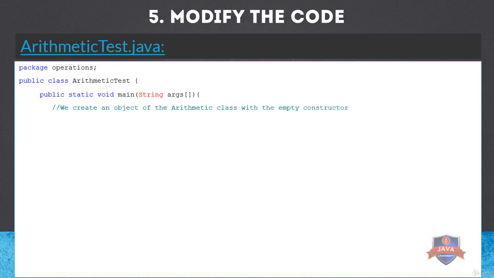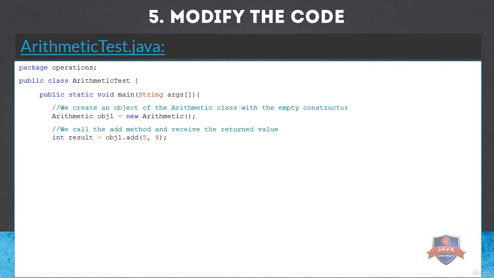We create an object of the arithmetic class with the empty constructor. So we create a first object called obj1 of type arithmetic using the empty constructor. After creating the object, we call the add method and receive the return value. So we declare a variable called result of type int, and we receive the value of calling the add method, passing the arguments 5 and 4. And we print direct use of adding without using the attributes of the class. And we print the result.